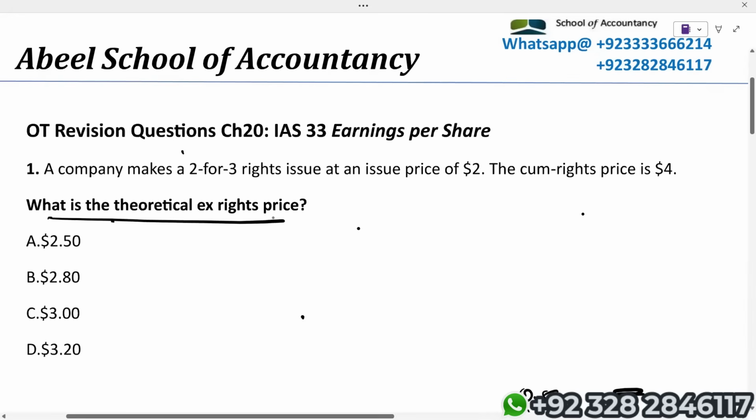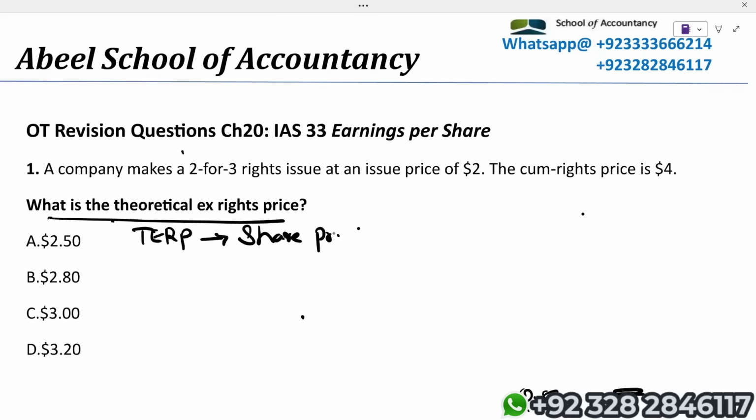What is the theoretical ex-rights price? First of all, students, TRP. Theoretical ex-rights price means share price after the rights issue. So theoretical ex-rights price means share price after rights issue.